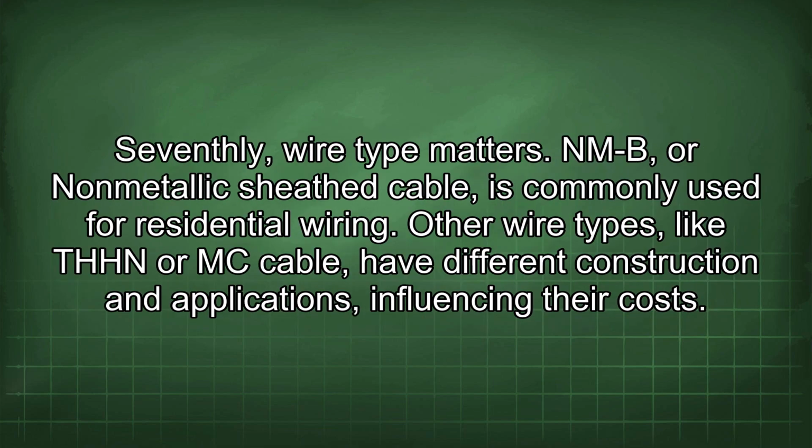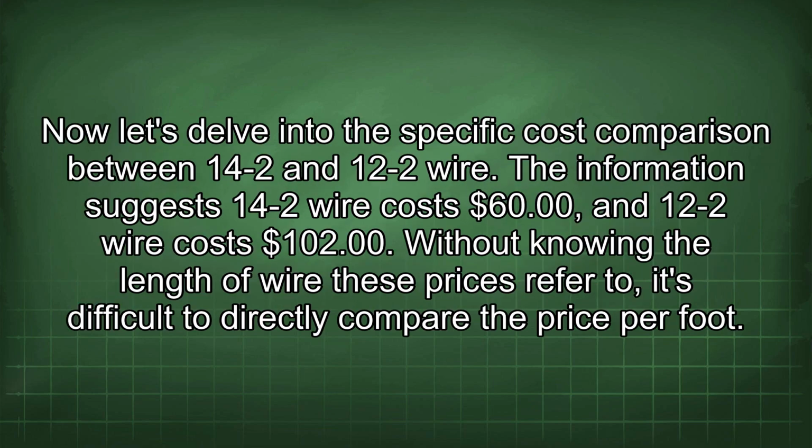Seventhly, wire type matters. NM-B, or non-metallic sheathed cable, is commonly used for residential wiring. Other wire types, like THHN or MC cable, have different construction and applications, influencing their costs. Now let's delve into the specific cost comparison between 14-2 and 12-2 wire.